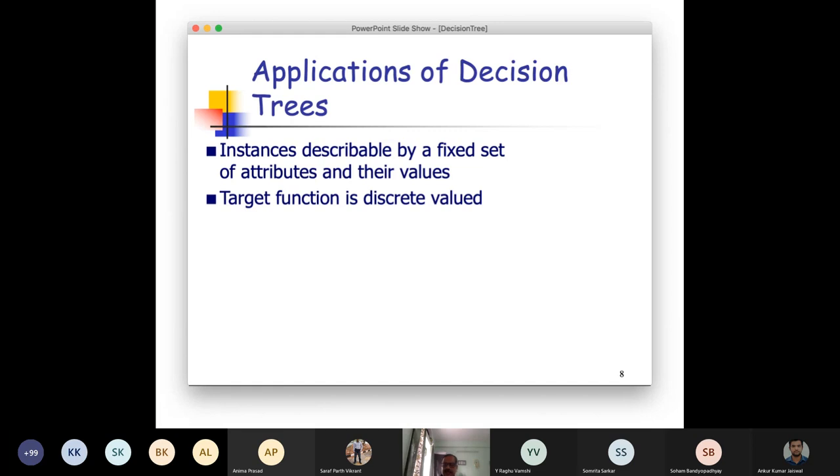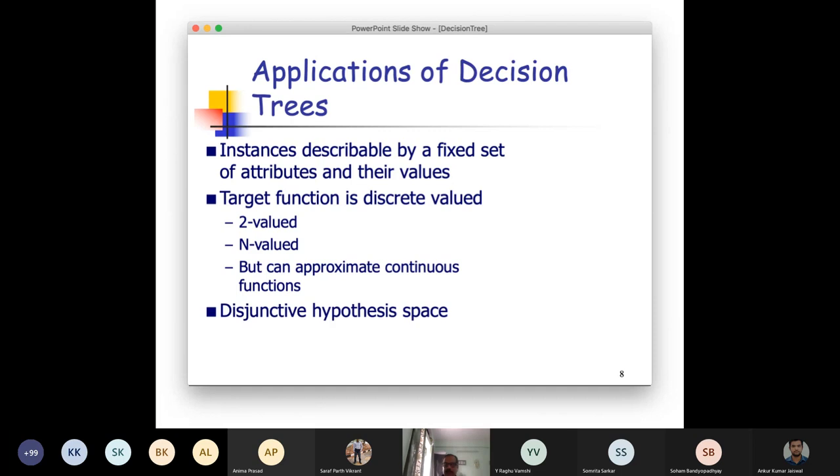The other requirement is that you have leaf nodes, and those are also discrete. So your target function should also be of discrete value. It could be two-valued or n-valued, but it should be discrete. Again, any continuous function can be approximated by discrete functions with certain bounds of error. So you can map your problem to a decision tree problem in this way, with certain approximations.